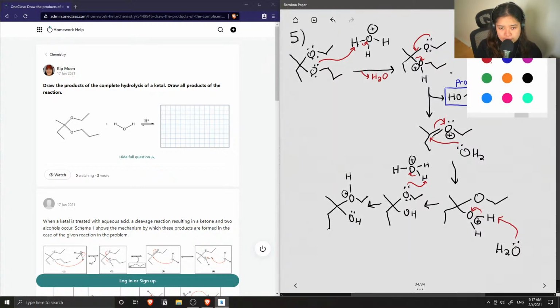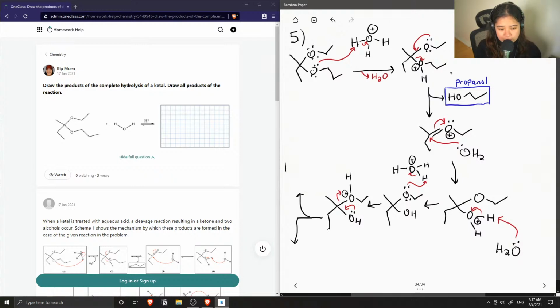And then similarly, the lone pairs from the alcohol group can come down and kick off this entire molecule entirely to get our second product. So I'm going to show it coming off up here, which is a 2-carbon long alcohol, which is ethanol.